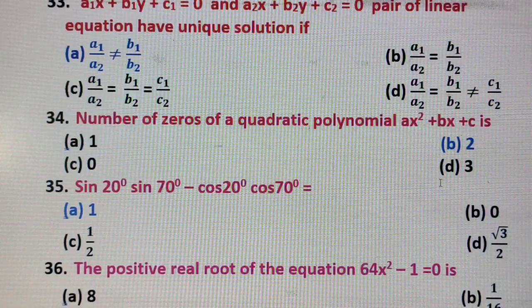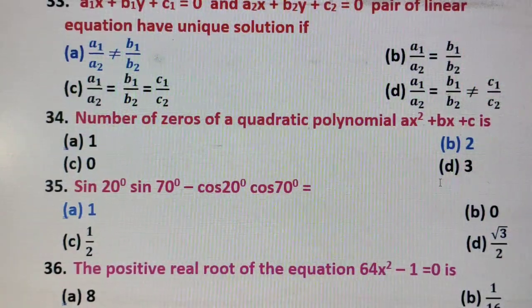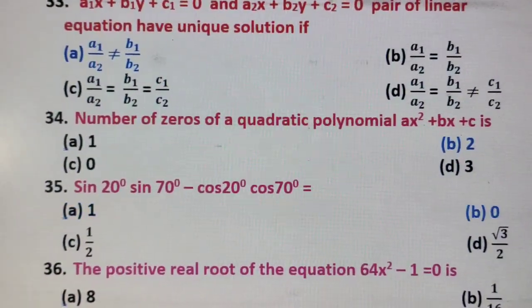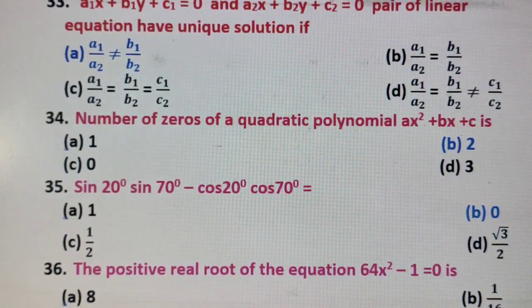Sin 20 degree sin 70 degree minus cos 20 degree cos 70 degree. We know that sin of 90 minus theta equals cos theta, and cos of 90 minus theta equals sin theta. That is, the answer will be 0.